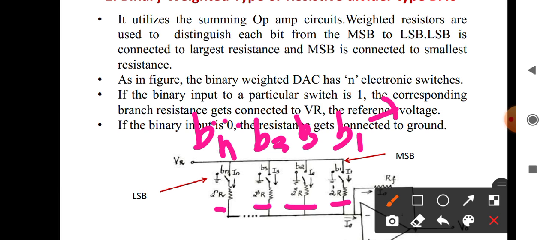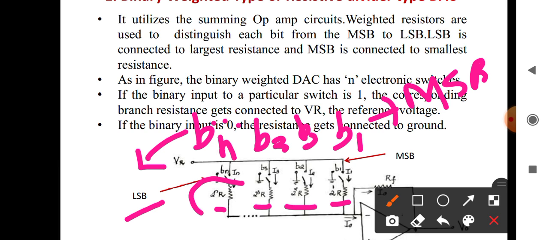So this one we call as the MSB and this one, Bn, we call as the LSB. The LSB will have the highest resistance. LSB, that is least significant bit, will be connected with the highest resistance, and the most significant bit will have the minimum resistance, that is the least possible resistance.